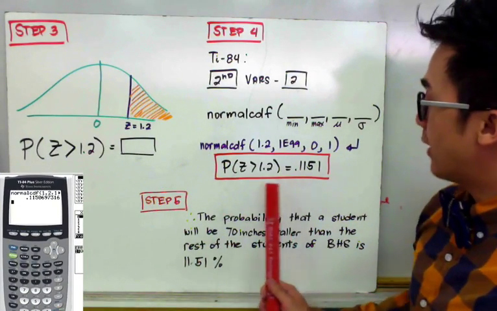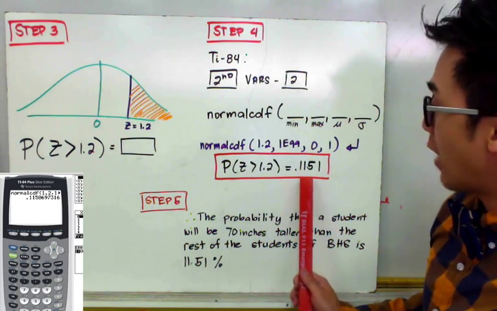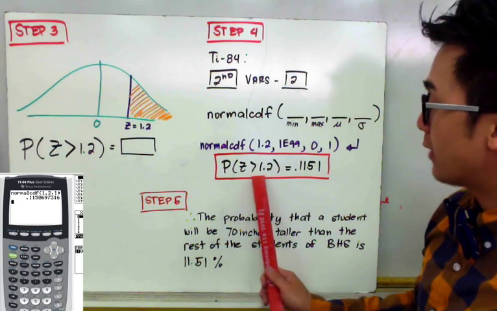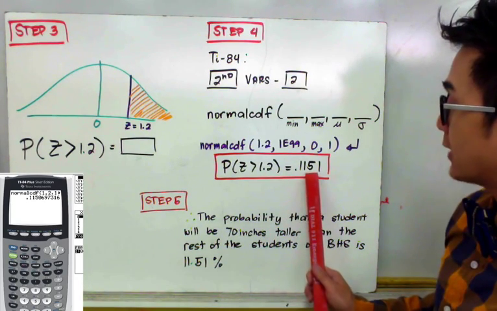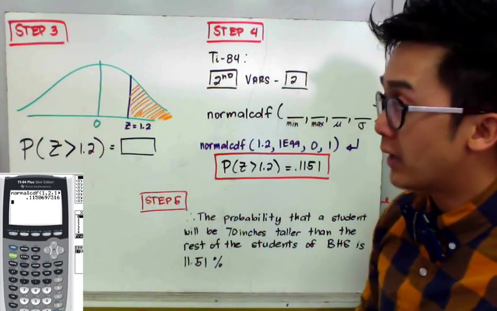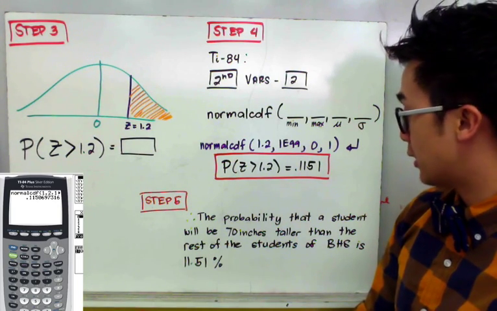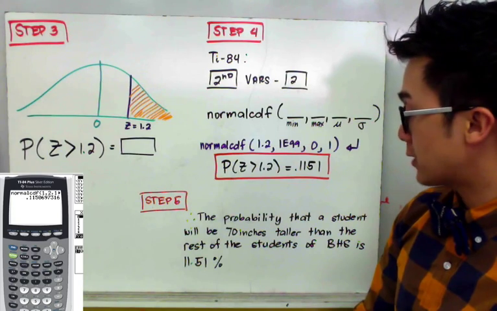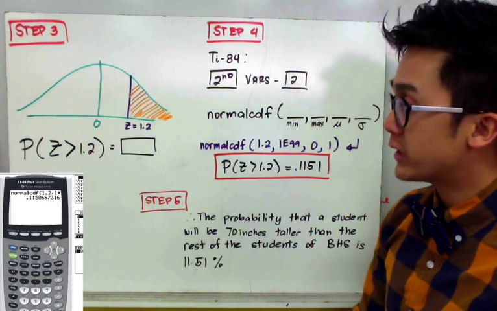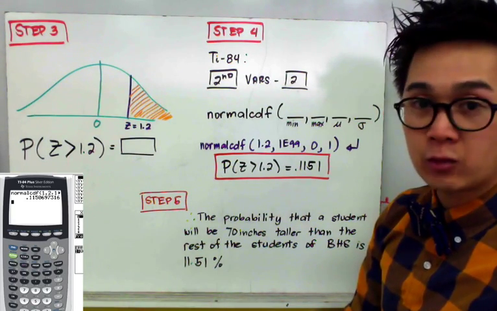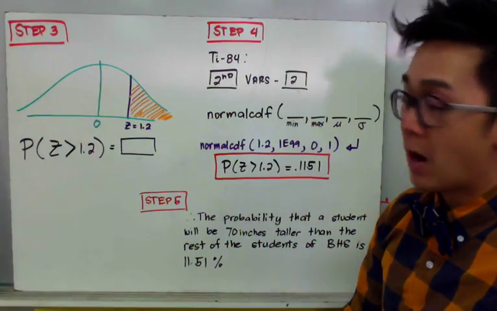In this particular problem, we will use the area under the curve and round it to the nearest ten-thousandth. So our value for the probability of Z greater than 1.2, or the area under the curve from 1.2 to positive infinity, is 0.1151. Therefore, the probability that a student will be taller than 70 inches compared to the rest of the students of Barstow High School is 11.51%. And that is how we use the TI-84 calculator in generating the value of the area under the normal curve and answering probability questions for our normal distribution.